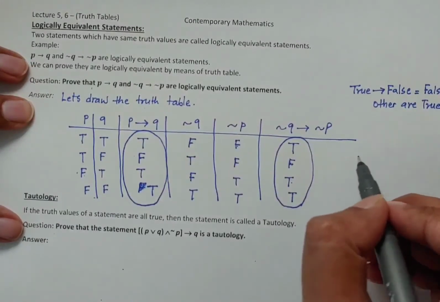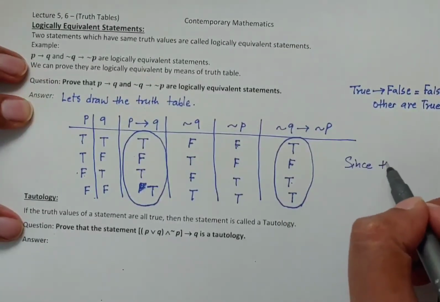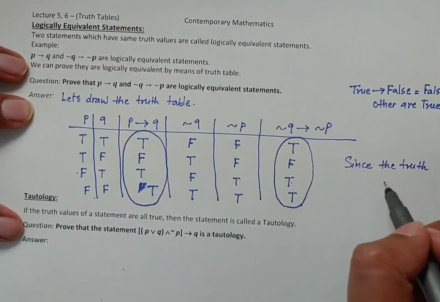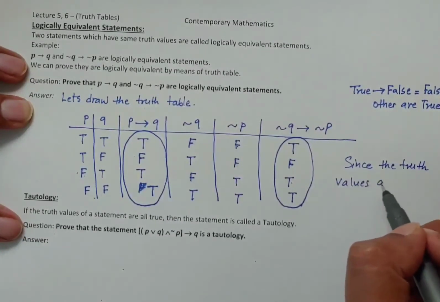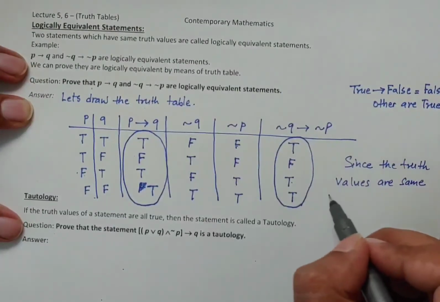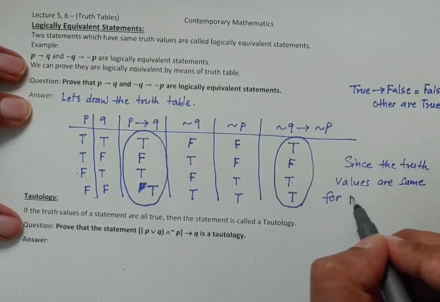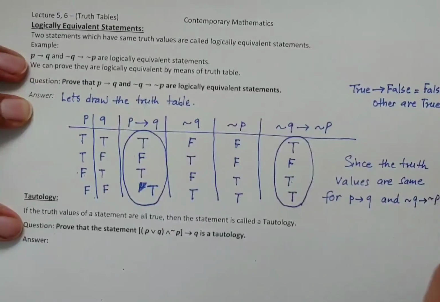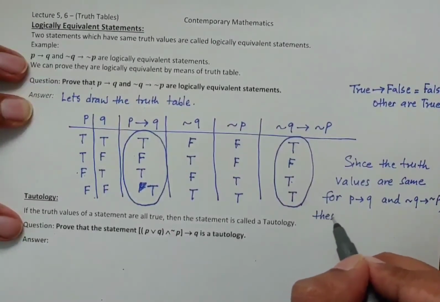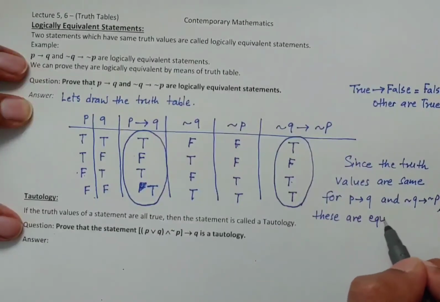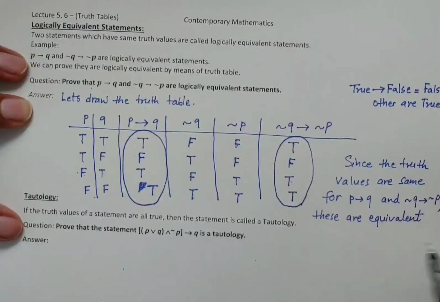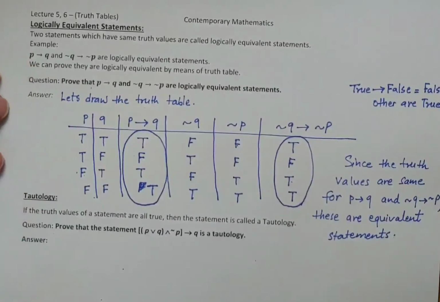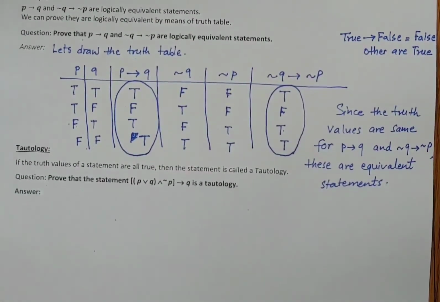Okay, so we can write, since the truth values are same for P implies Q and negation of Q implies negation of P, these are logically equivalent statements. Okay, so this is the thing. So if you get the same thing, they are logically equivalent.